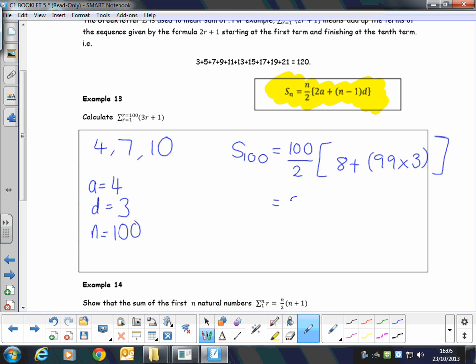So 100 over 2, I get 50, and then I've got 8 plus, to do 99 times 3, you could do 100 multiplied by 3 to give you 300, and then just take off 3. So 99 times 3 would be 297. So then I've got 50 multiplied by 305. Once again, another way we could do this, you could do 100 multiplied by 305, and then you could half that, and you'd get 15,250 as your sum.